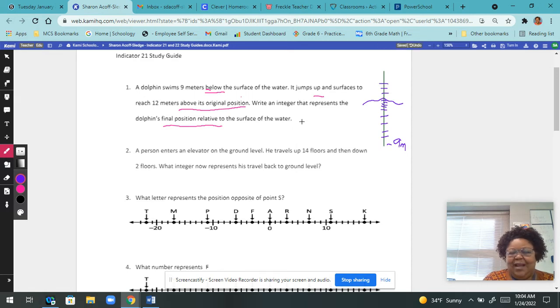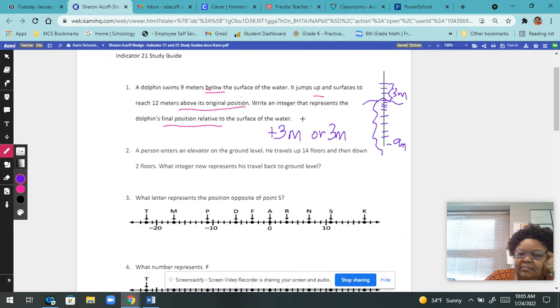Okay, write an integer that represents the dolphin's final position relative to the surface of the water. So we know we're already 9 down here. And so this is my final 10, 11, 12. So what is that? 1, 2, 3. So we are plus 3 meters. And you don't really have to put that plus there. You can put 3 meters above the surface of the water.